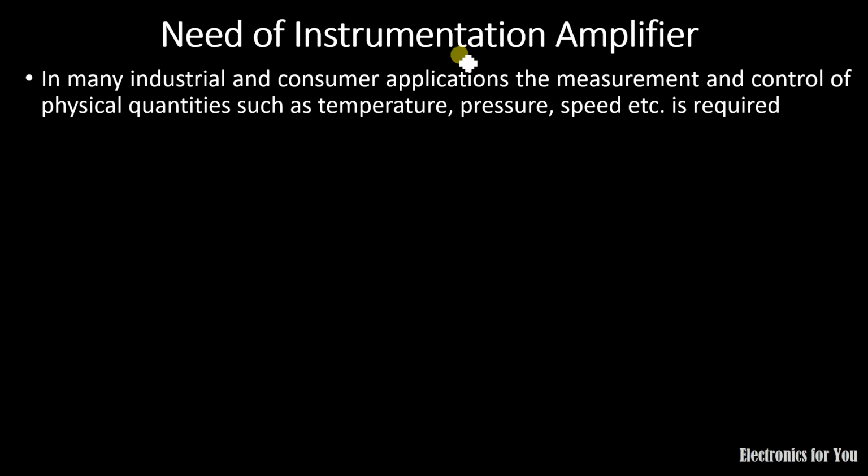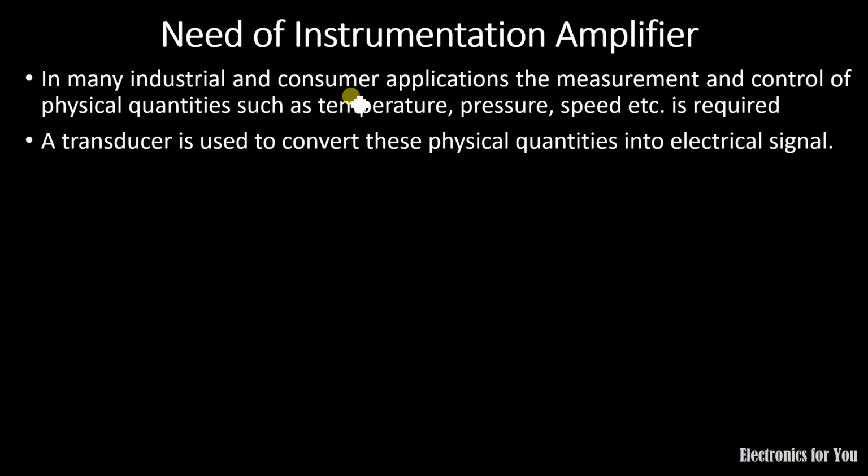So what is the need of instrumentation amplifier? So basically in many industries and consumer applications, the measurement and control of the physical quantities such as temperature, pressure, speed, etc. is required. Now to use it in electronics or electrical, a transducer is used which converts these physical quantities, such as temperature, pressure, into an electrical signal. Electrical signals are in the form of voltages and currents.